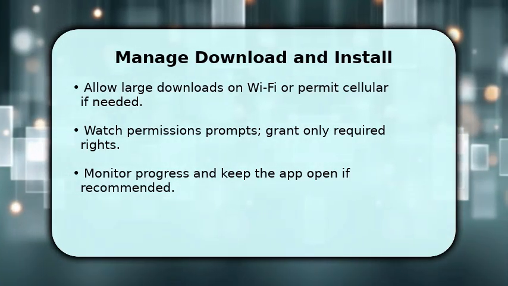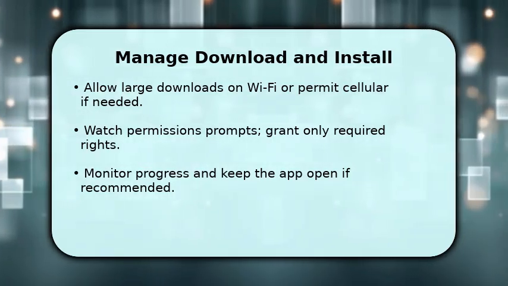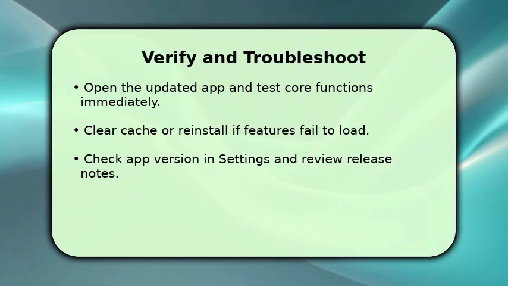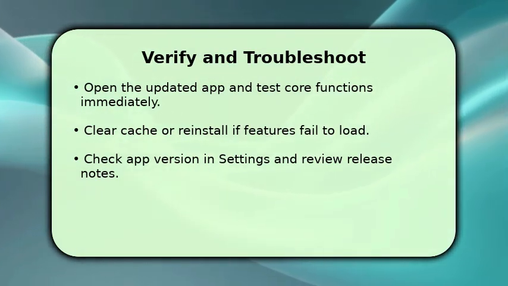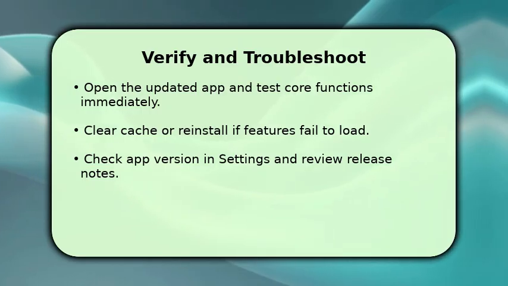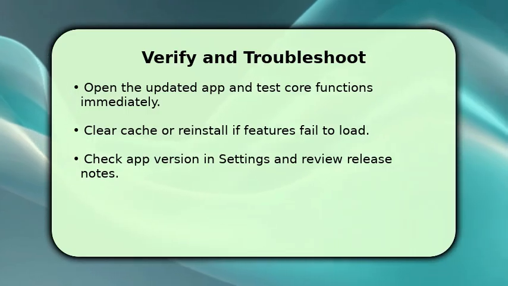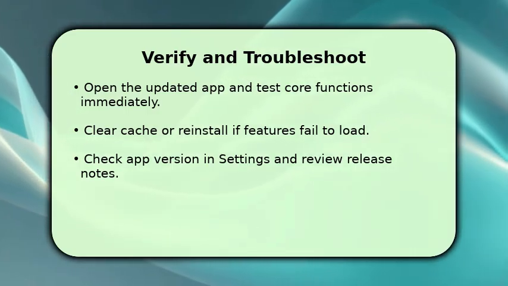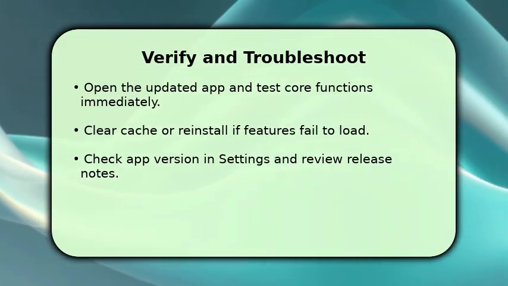You finish by opening the updated app and testing core features like login, syncing, or key workflows to confirm success. If something fails, clear the app cache first. If problems persist, reinstall the app or restore your backup. Make sure to verify the app version in settings and read the release notes so you understand new behavior. One key troubleshooting tip: reboot the device before reinstalling.